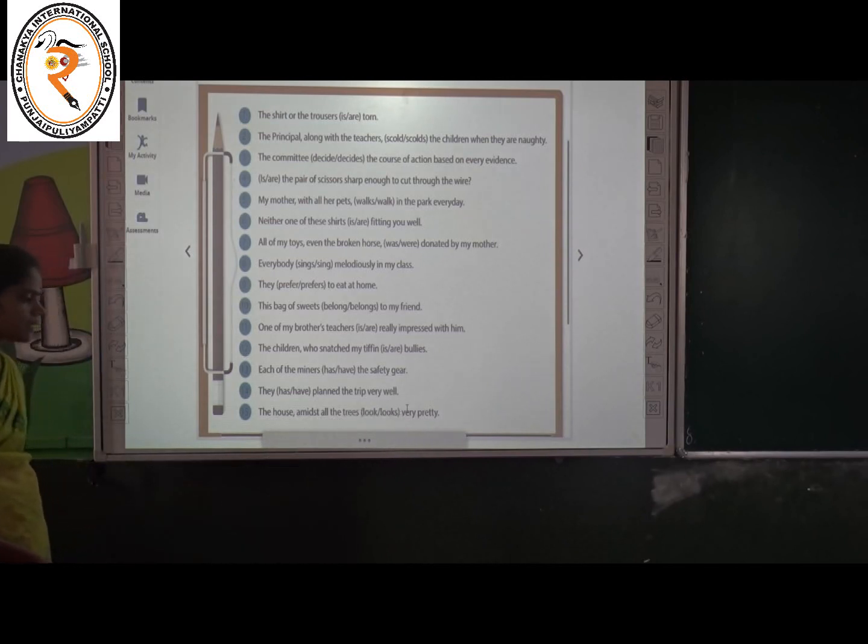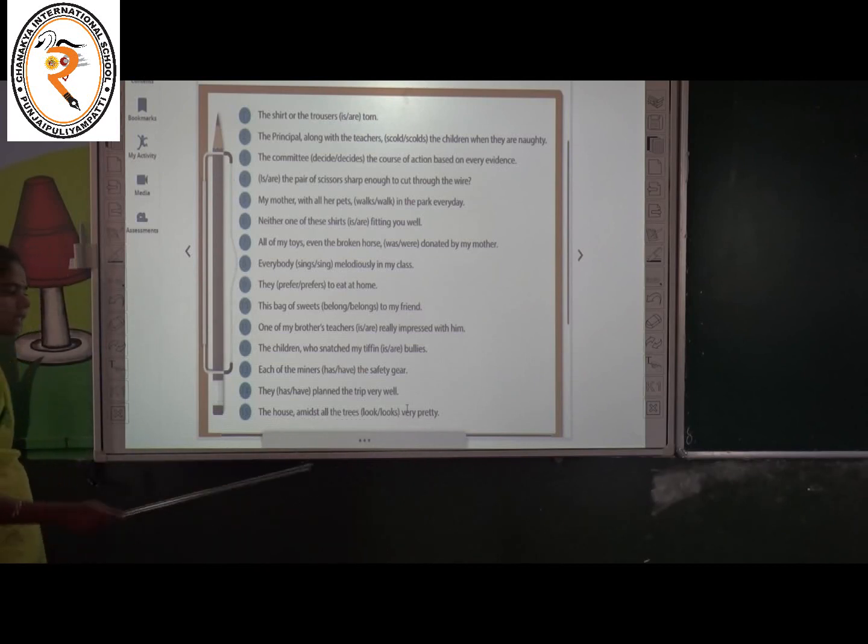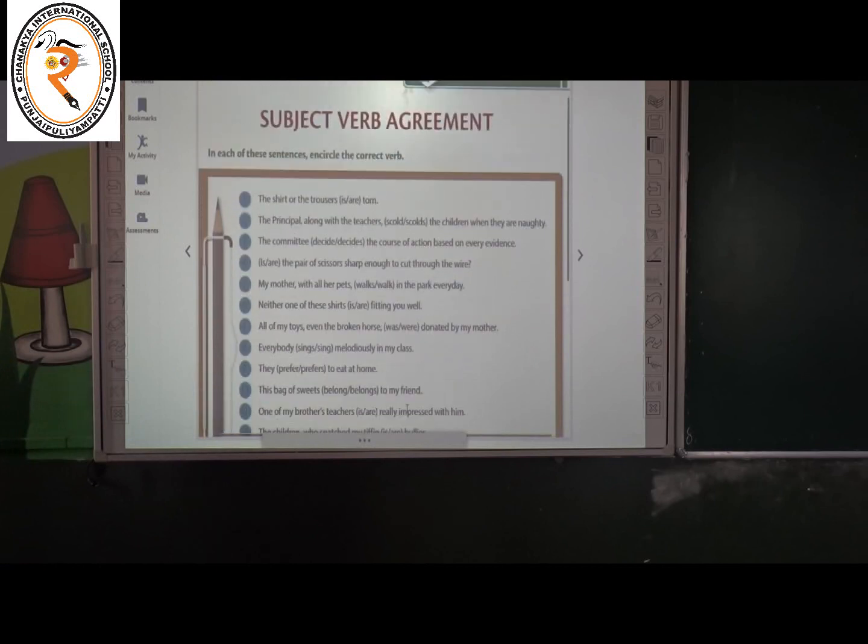The house amidst all the trees look or looks very pretty. So which verb will act here? It is looks. So you have to encircle looks. Okay. So this is about verbs.